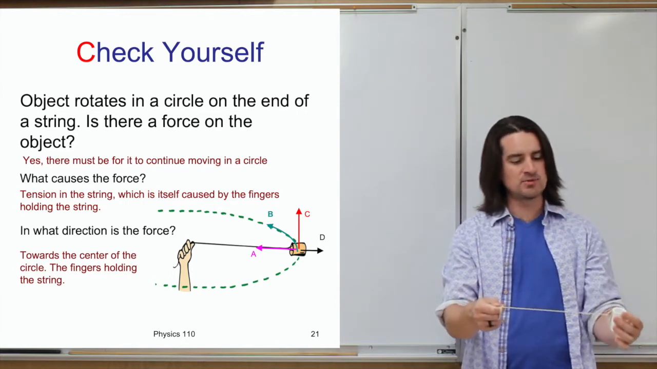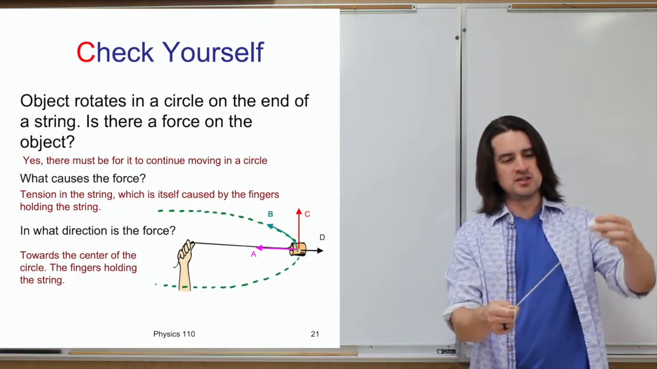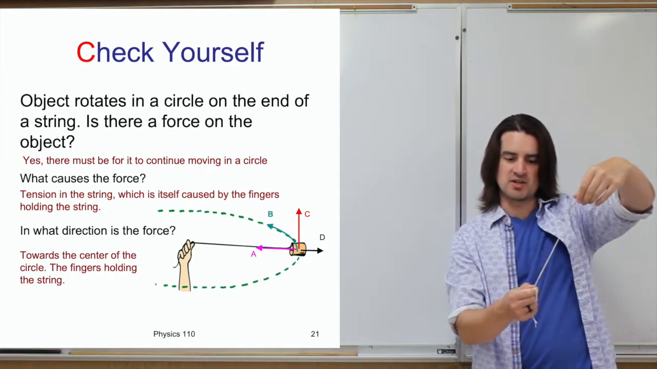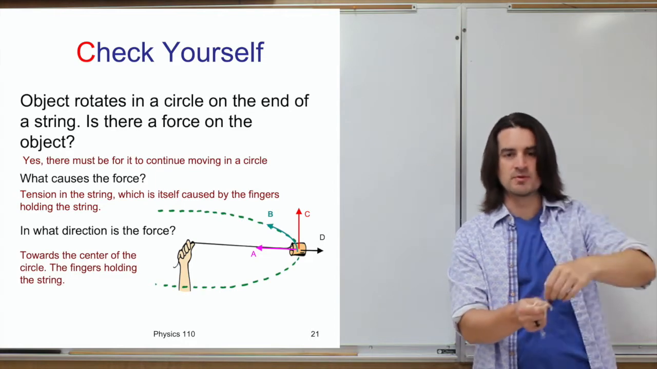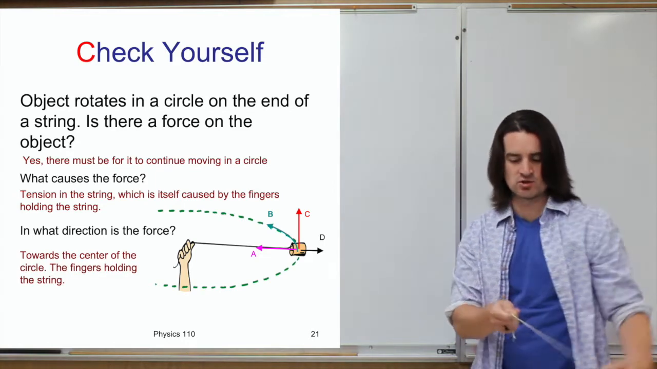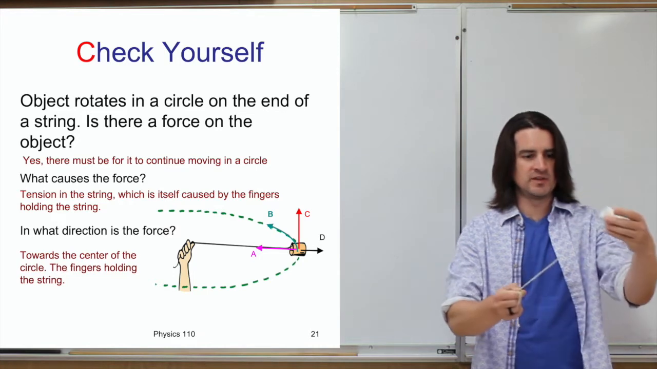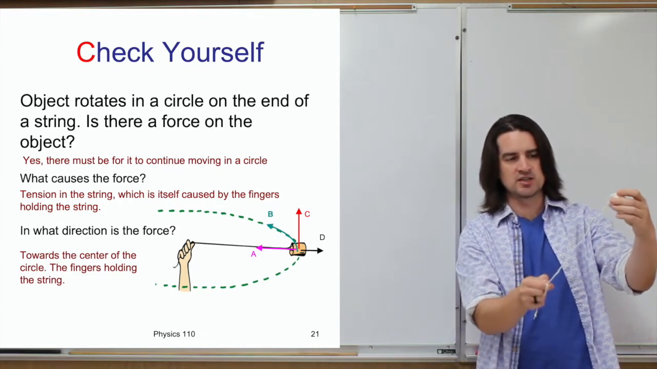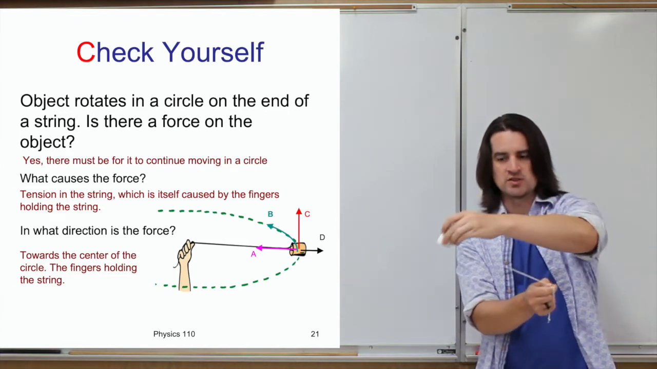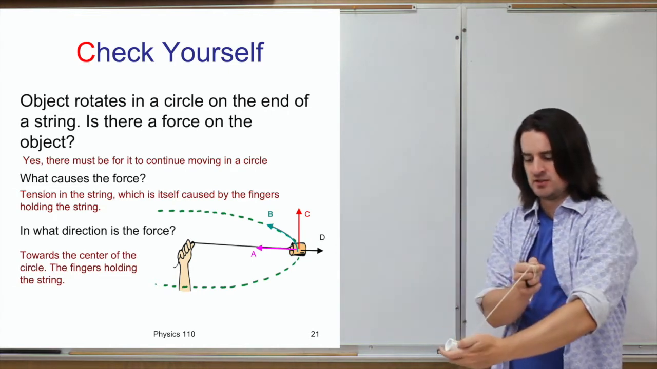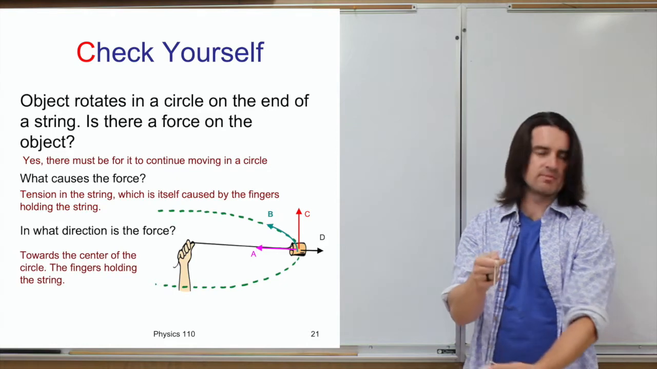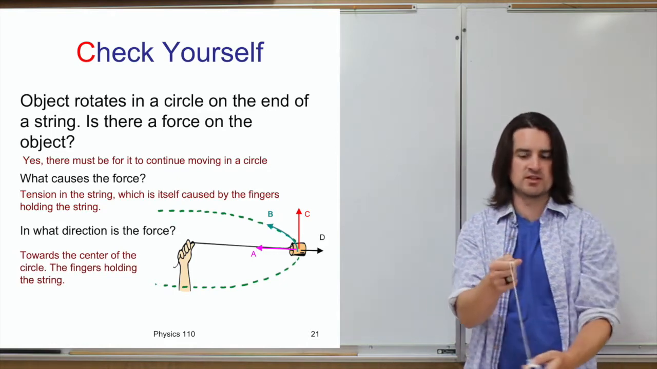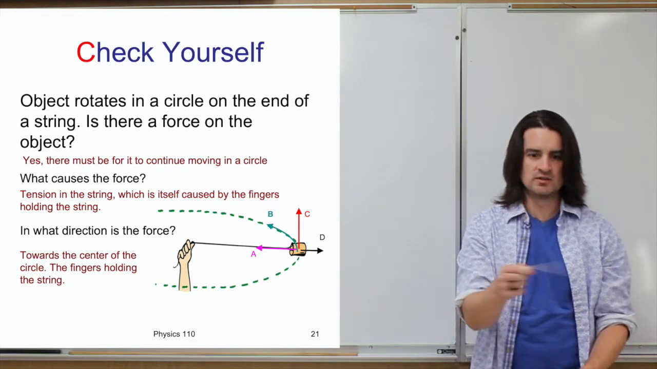The string's attached to the object, and as it's turning around, say like up here, the tension of the string is pulling on the object, and it's pulling it towards my fingers, towards the center of the circle that it's rotating about, right? And by extension, that tension is also coming from my fingers, right? So I'm constantly tugging at this little pipe here in order to keep it going in a circle. And I'm always constantly pulling towards myself, or towards the center of that circle.